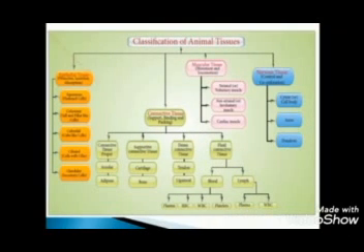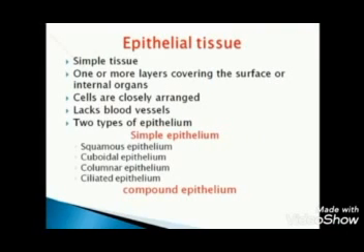Now, the classification of animal tissues. The animal tissues are classified into epithelial tissue, connective tissue, muscular tissue and nervous tissue. Now we will see about the epithelial tissue.